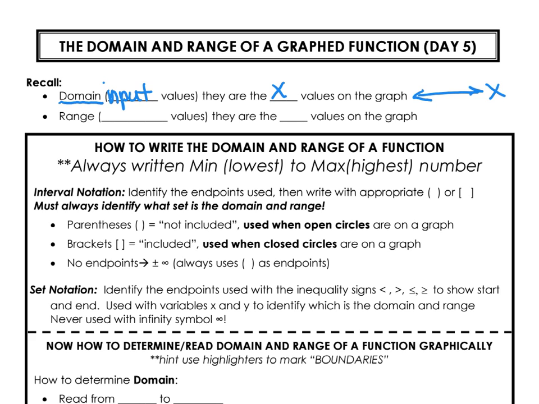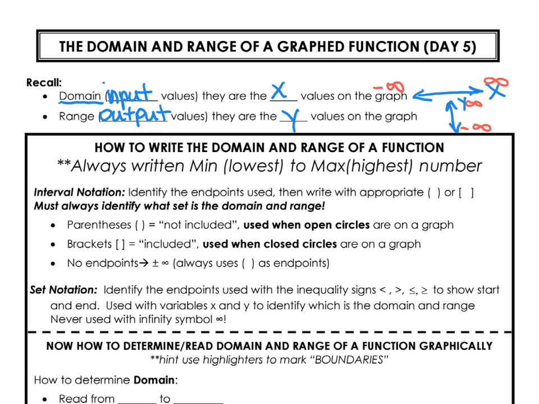Okay? The range is the output values, and they are the y values on the graph. And remember that the y-axis goes up and down on a graph, okay? And also remember that as you go to the left, you are heading towards negative infinity on the x-axis. And as you go to the right, you're heading towards positive infinity on the x-axis. And with the y-axis, when you go down and keep going down, we're heading towards negative infinity. And at the top of the y-axis is positive infinity.